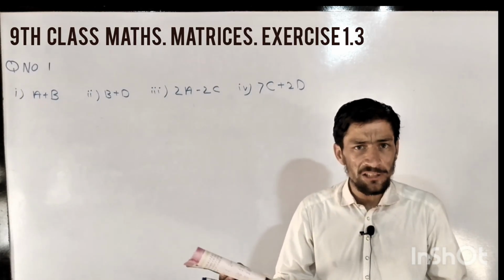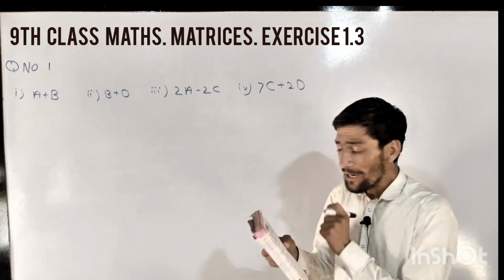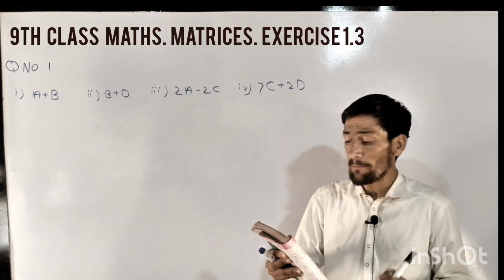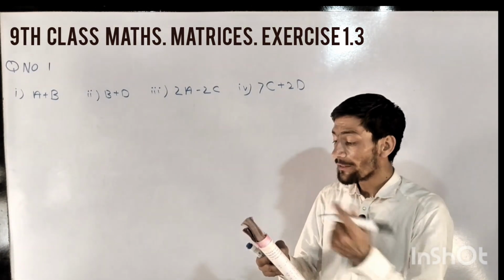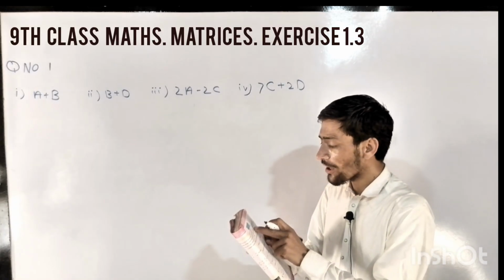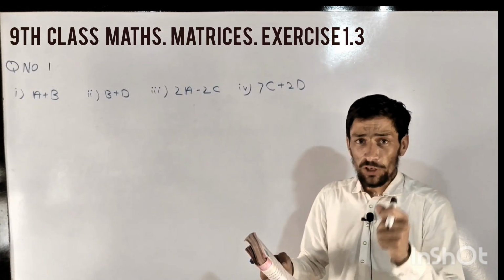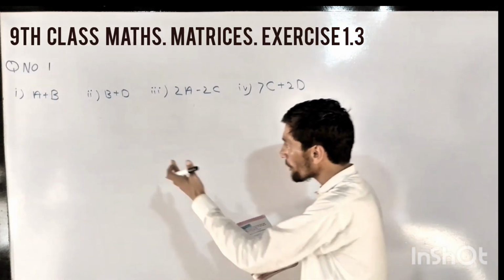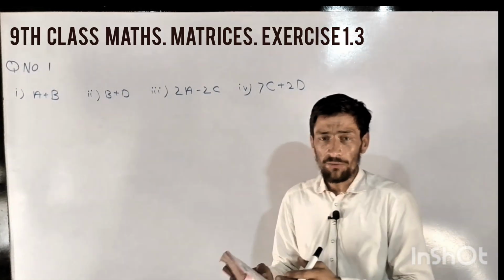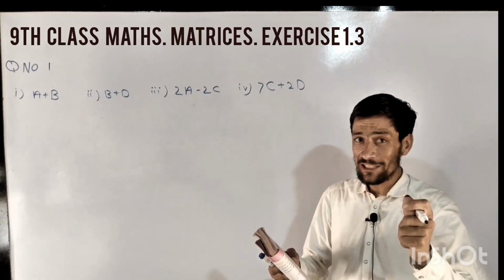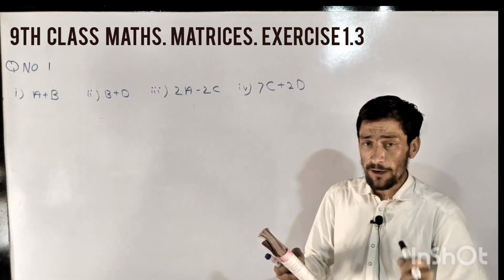So we have 4 matrices right now. A and B are 2 by 3, and C and D are square matrices, 2 by 2. Which of the following operations are defined? That means, which of the following questions can be solved when matrices A and B are 2 by 3 and C and D are 2 by 2 square matrices.